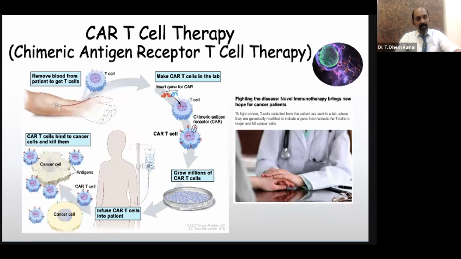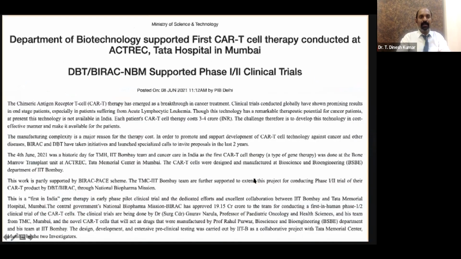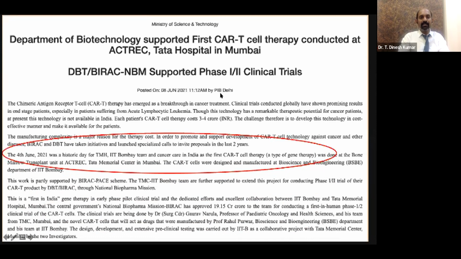And finally, to end with CAR cell therapy: when the entire country was locking itself down, relentlessly working researchers created the first CAR T cell therapy, and this is the first gene therapy in India. CAR cell therapy is in use in the US and other countries, but because of its cost, we were not able to do this therapy. But on the 4th of June, that is in the year 2021, the first CAR cell therapy clinical trials were approved, and very soon we will be seeing the usage of this CAR cell therapy in our country as well.